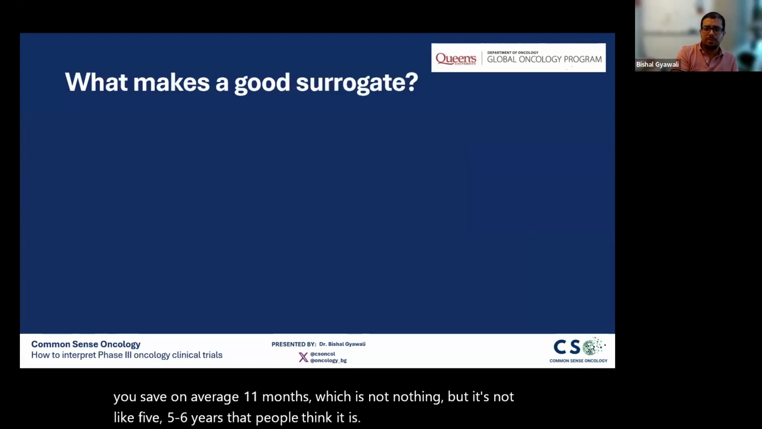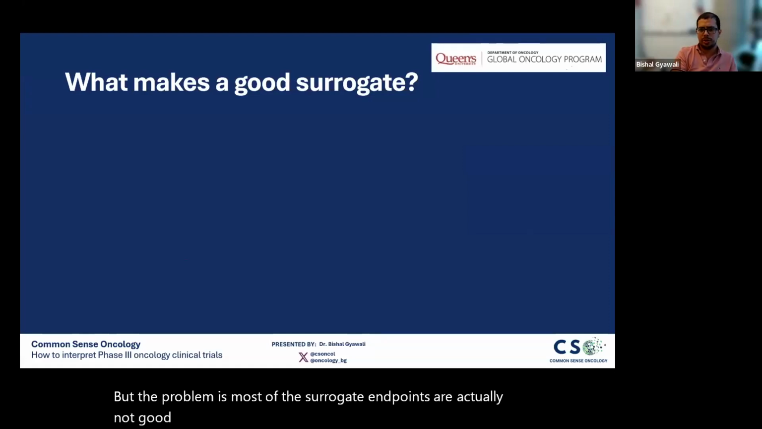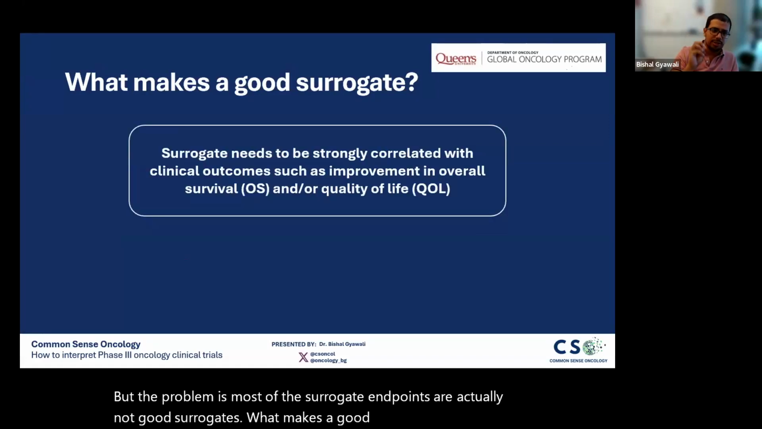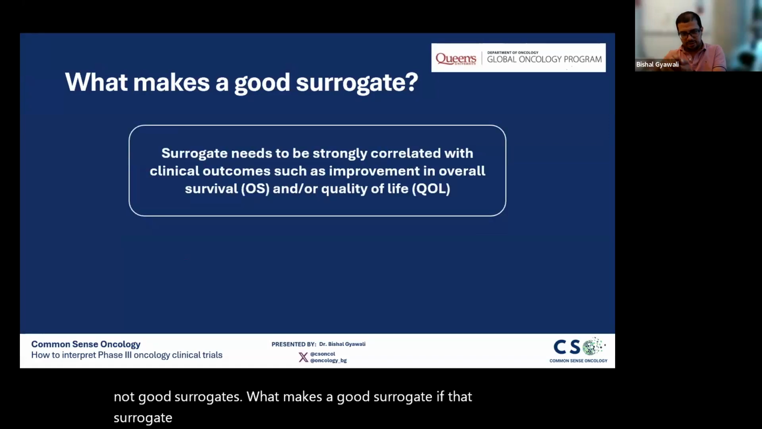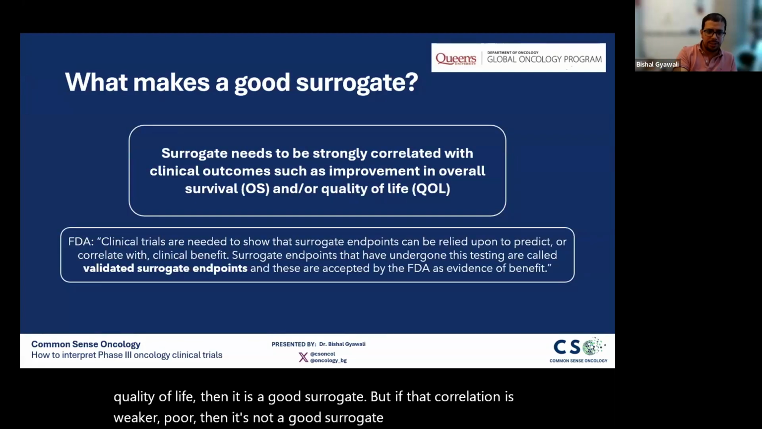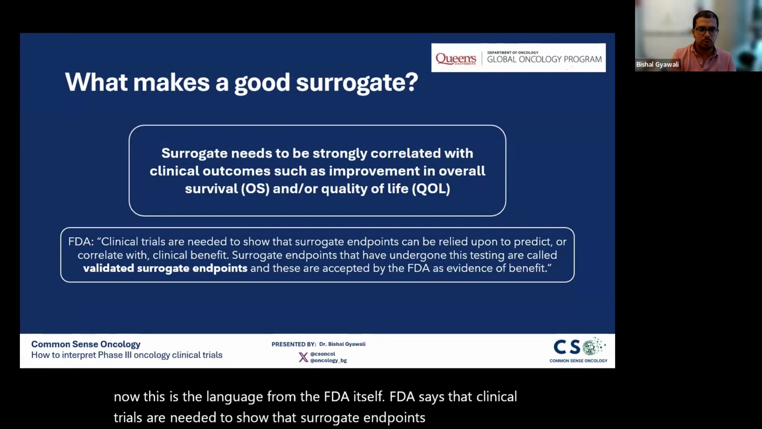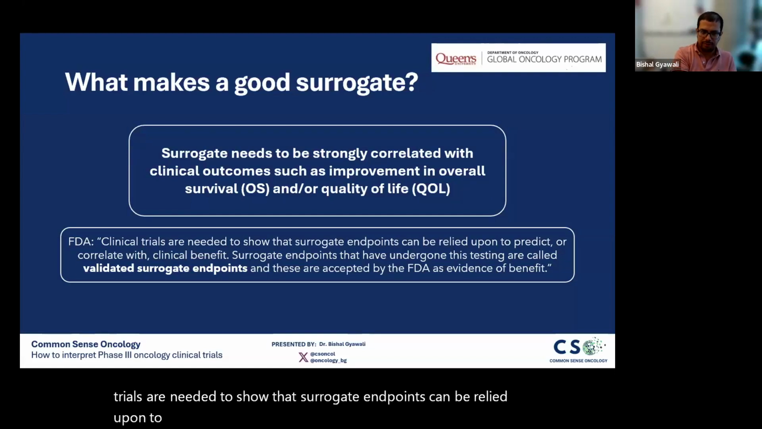But the problem is most of the surrogate endpoints are actually not good surrogates. What makes a good surrogate? If that surrogate endpoint is strongly correlated with overall survival and quality of life, then it is a good surrogate. But if that correlation is weak or poor, then it's not a good surrogate. And in fact, FDA says, now this is the language from the FDA itself, that clinical trials are needed to show that surrogate endpoints can be relied upon to predict or correlate with clinical benefit.